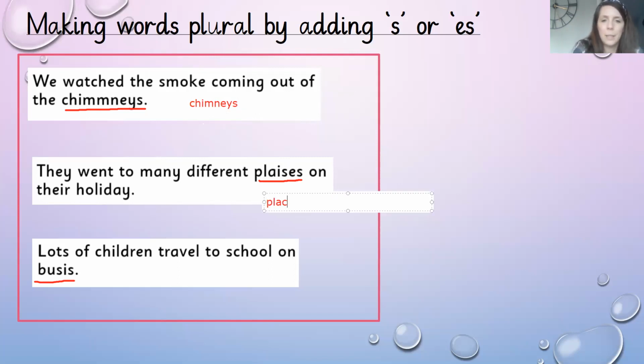Places. Place is spelt with a C, with a split digraph A sound, and with a C instead of an S. Okay, and then we just add S for places. Buses. Bus ends in an S sound, so we add ES to spell buses.